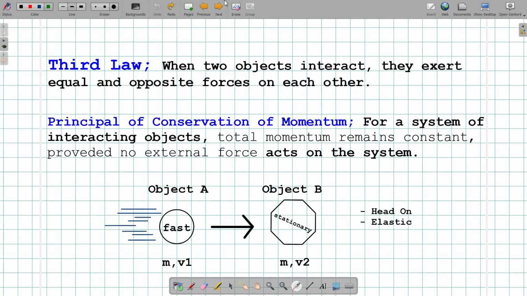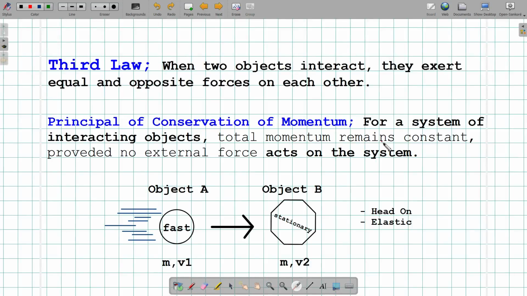And so the third law, this is probably the most recognized one. When two objects interact, they exert an equal and opposite force on each other. So every action has an equal and opposite reaction. So this follows on nicely to the principle of conservation of momentum, which is a key concept in the momentum topic. So this will come up quite a lot. So for a system of interacting objects, sorry that we're rushing through all these definitions, by the way, but we want to get through the video. So for a system of interacting objects, so if you have two objects that are interacting, or more than two, it's a system.